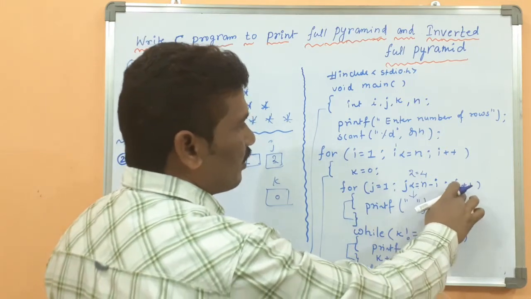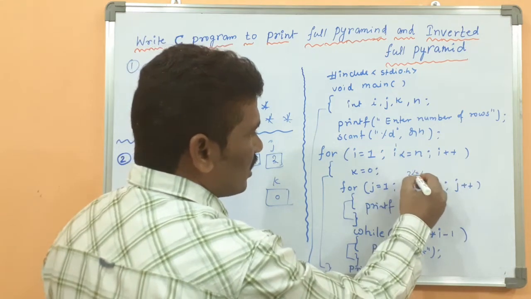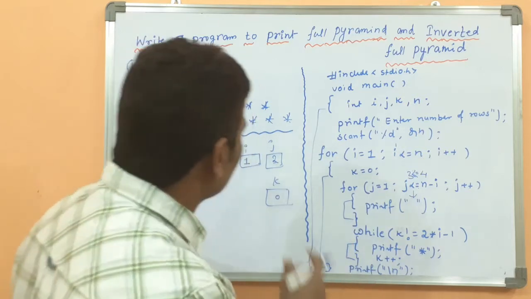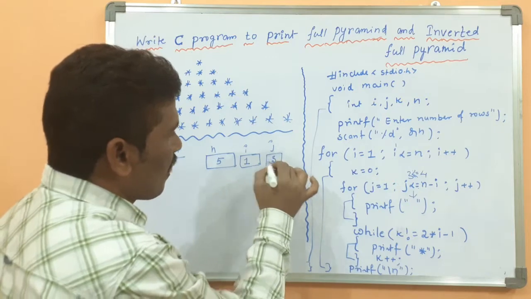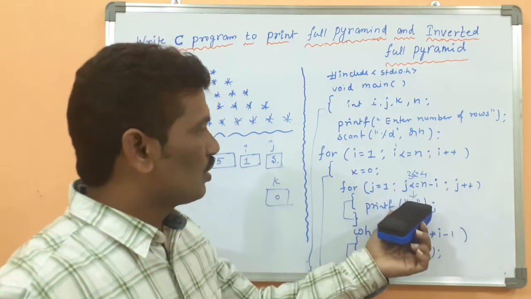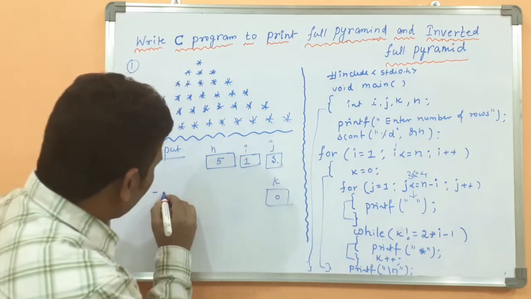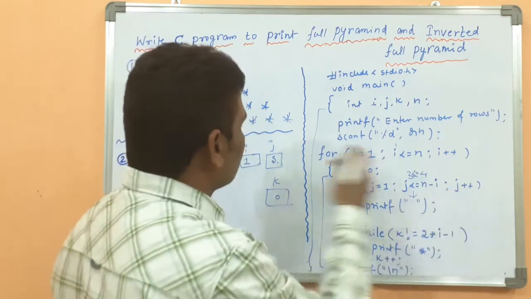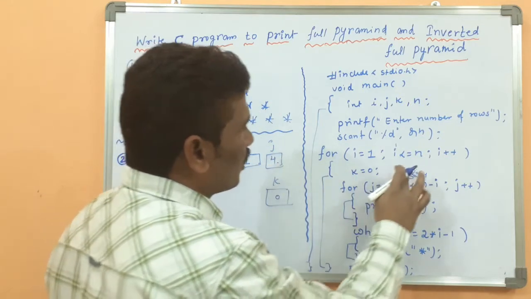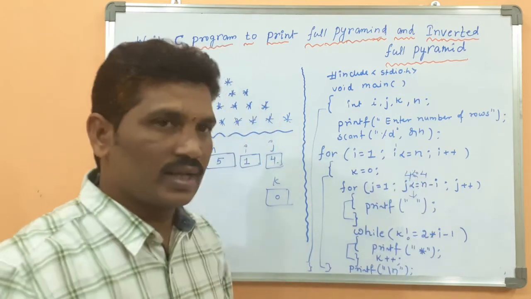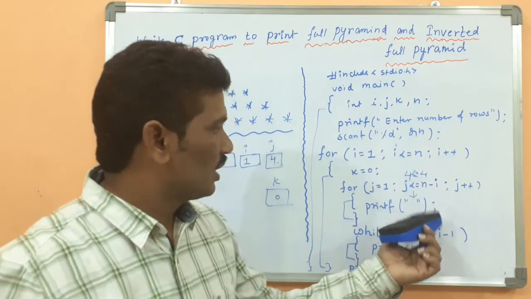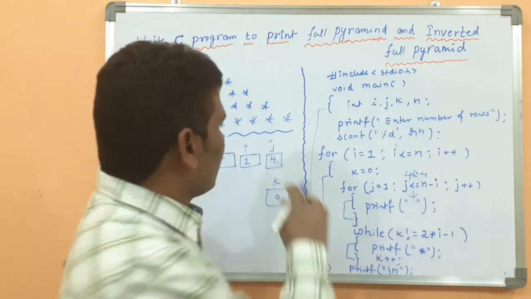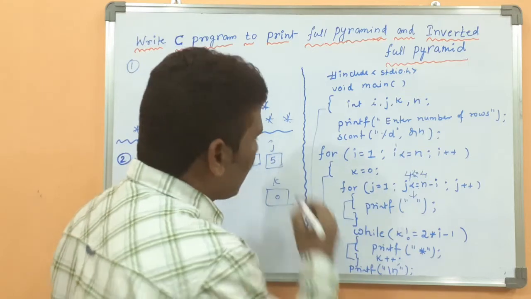Then j value is incremented by 1. Now j value becomes 3. 3 less than or equal to 4, the condition becomes true. Then another space will be displayed. Then after that j value is incremented by 1. Now j value becomes 4. 4 less than or equal to 4, the condition is also true. Then another space is printed. Then j value is incremented by 1. Now j value becomes 5.